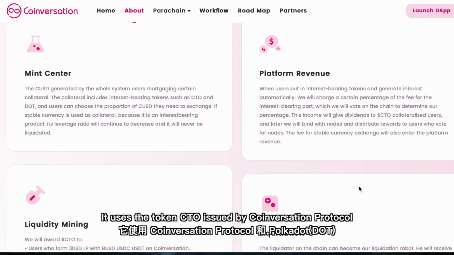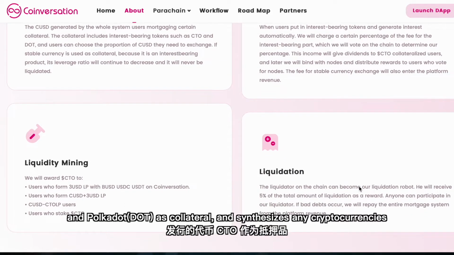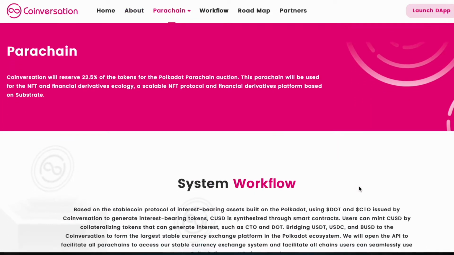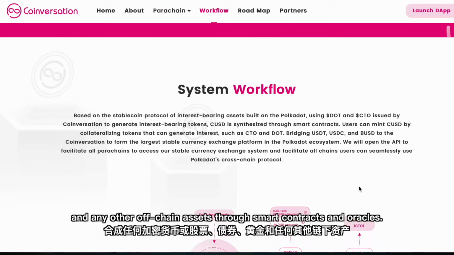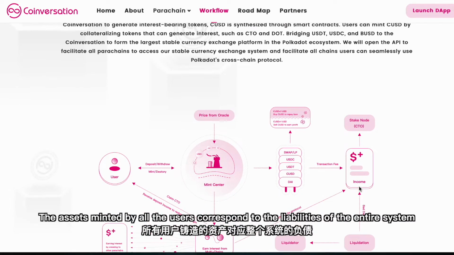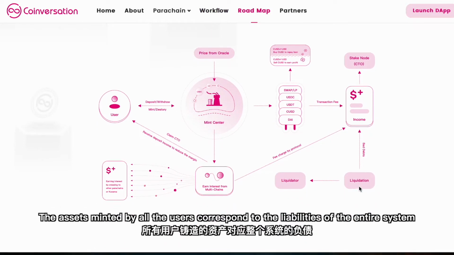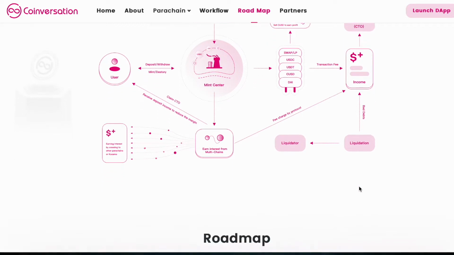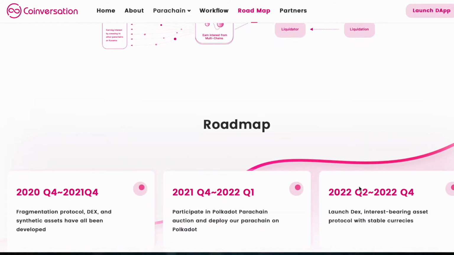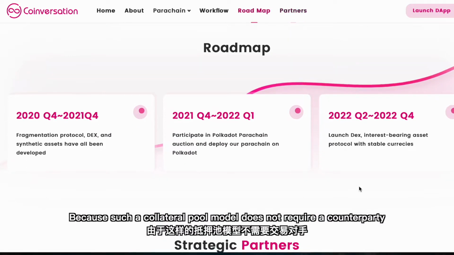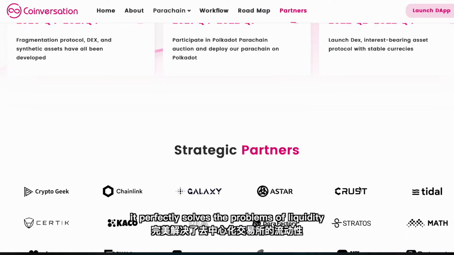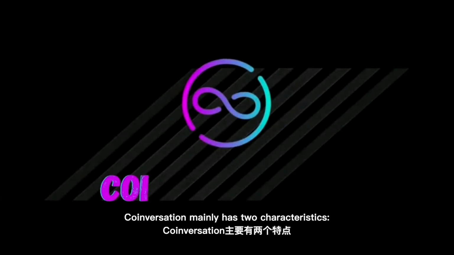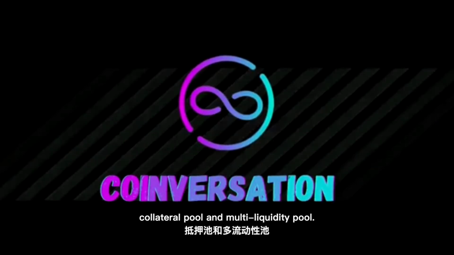It uses the token CTO issued by Coinversation protocol and Polkadot as collateral, and synthesizes any cryptocurrencies or stocks, bonds, gold, and any other off-chain assets through smart contracts and oracles. The assets minted by all the users correspond to the liabilities of the entire system, and the proportion of each user's liabilities has been determined at the time of forging, so that their respective profits can be calculated. Because such a collateral pool model does not require a counterparty, it perfectly solves the problems of liquidity and transaction depth in decentralized exchange. Coinversation mainly has two characteristics: collateral pool and multi-liquidity pool.